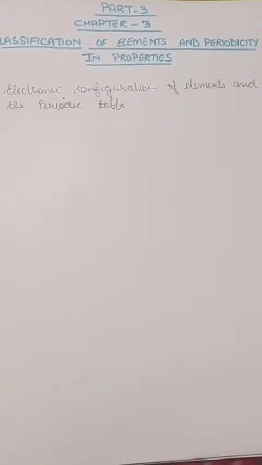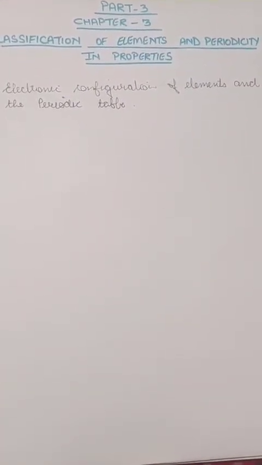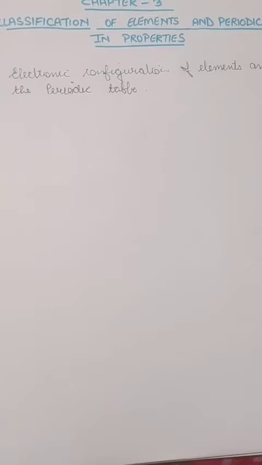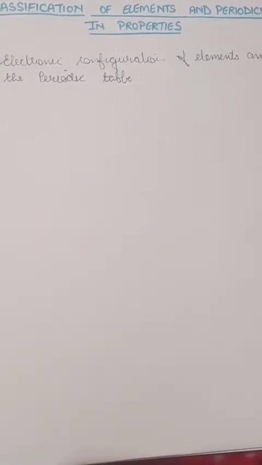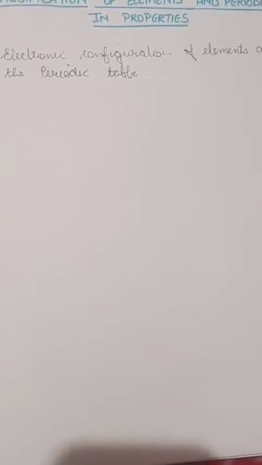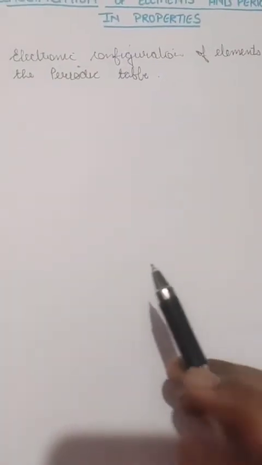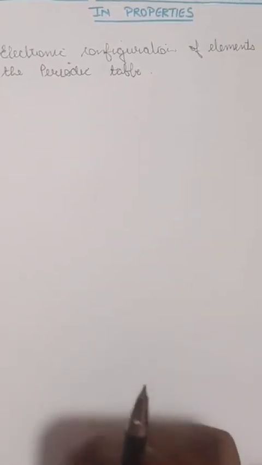Students, today we will be studying the electronic configurations of elements and the periodic table, which is part 3 video of chapter number 3, classifications of elements and periodicity. As we all know, in the long form of the modern periodic table, the elements are arranged in increasing order of atomic number, and the periodic table has periods and groups. Those depend upon the electronic configuration. That means the electronic configuration plays a very important role in the formation of the modern periodic table. By looking at the electronic configuration, we can easily arrange the elements in different periods and groups.